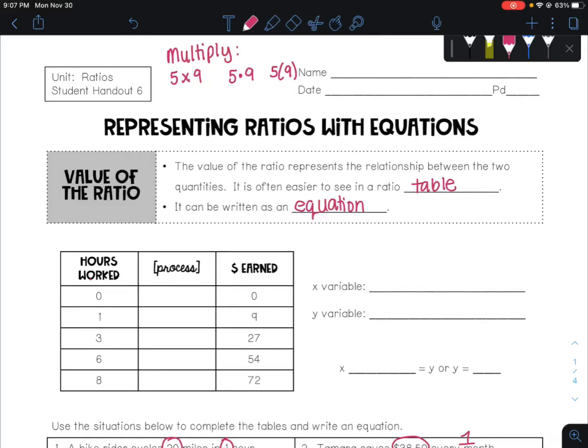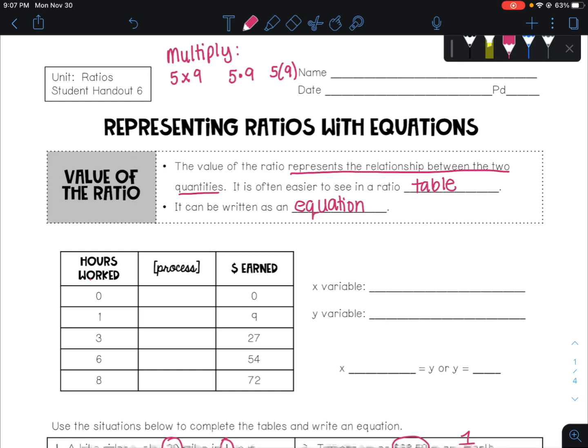For lesson number 6, we'll be talking about how we can represent ratios with equations, okay? Equations are new to us, and we're just going to look at this one specific type of equation today, all right? So what we need to talk about is the value of the ratio. It's this special number that represents the relationship between the two quantities, meaning between the two columns in our table, okay? It's often easier to see it from the table. And once we have it, we can write it into an equation.